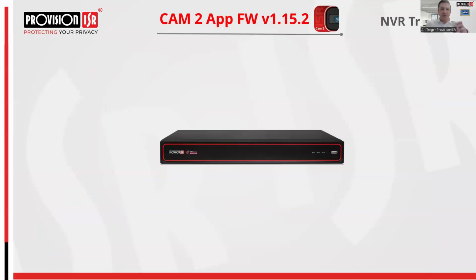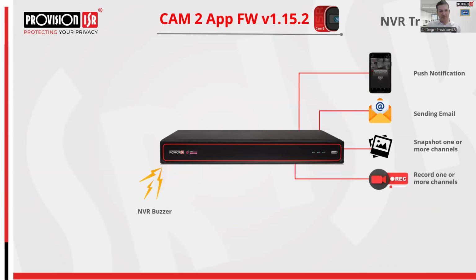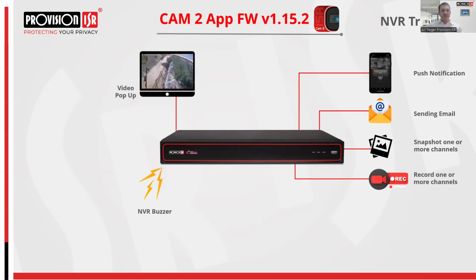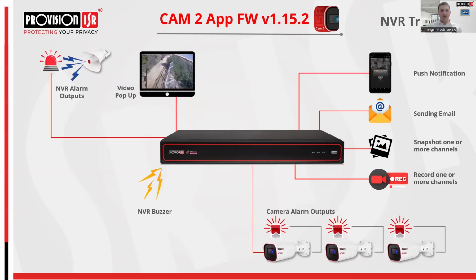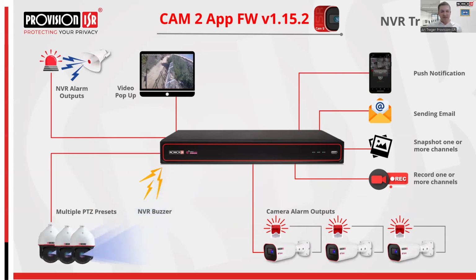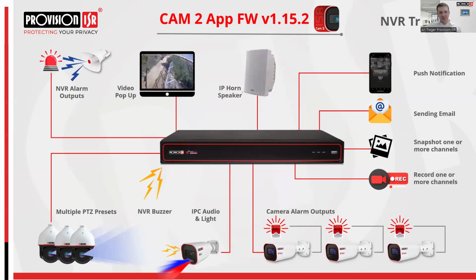I want to turn our attention to NVR triggers for a second. Our NVRs offer a wide variety of triggers that all of you are very aware that you can configure to react to specific events. So I'm not going to go through them all, but the NVR can send push notifications, emails, snapshots, video pop-ups, outputs on NVR, outputs on cameras as well. We can configure PTZ to go to presets, and one of the most recent updates is we can control and activate the audio and light on our active deterrence cameras. And the most recent is we can activate a custom message through our RP horn speaker.